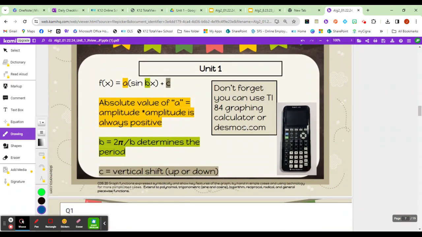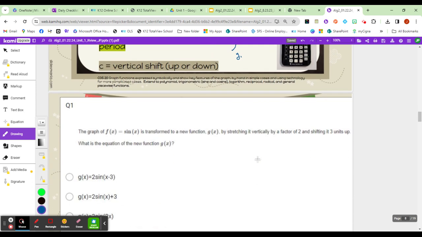Don't forget that you can use your TI-84 calculator. You can also use Desmos. You just Google Desmos. It's free. You don't even have to sign up for an account. You can put these equations in your y equals, which is located right here on your TI-84 calculator, and your calculator will graph the equations for you, or you can just enter them in Desmos.